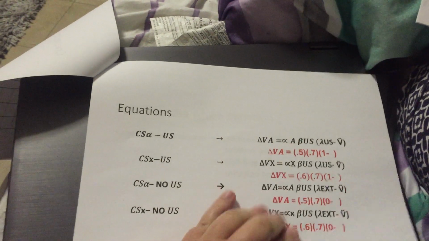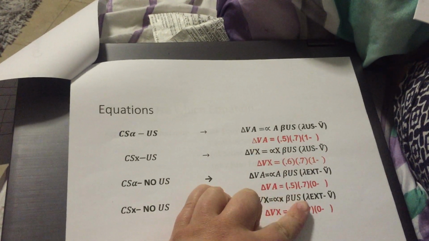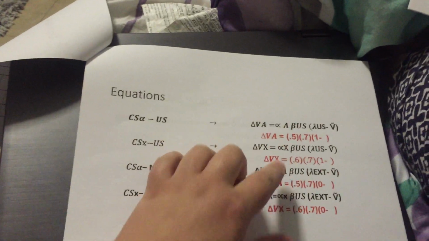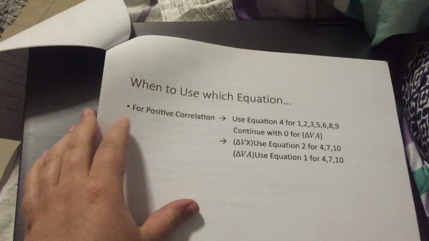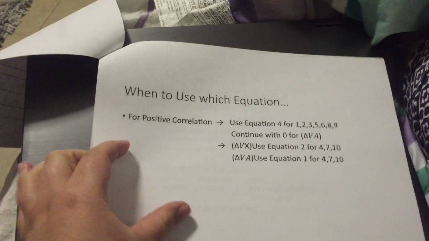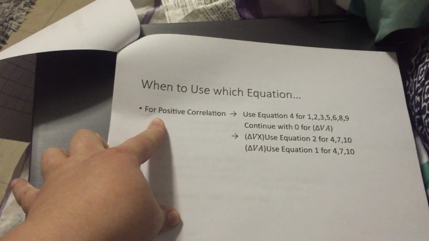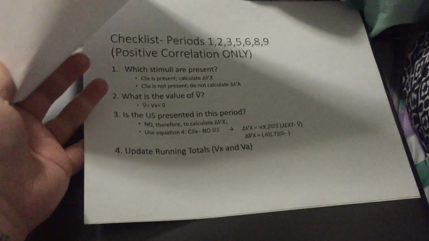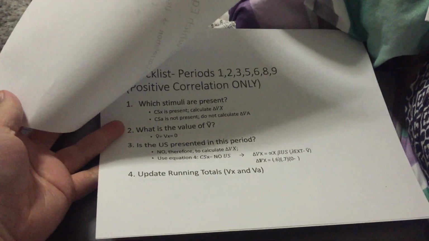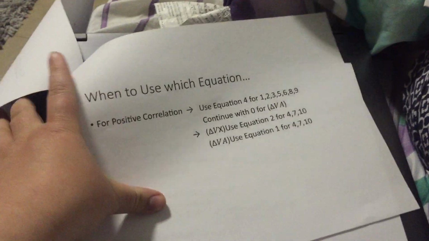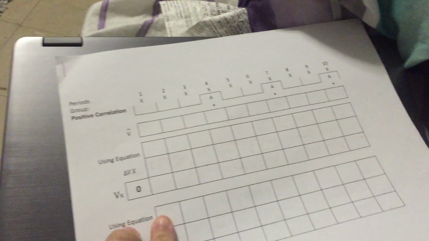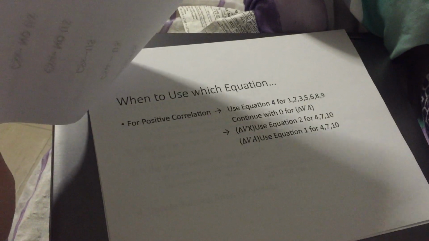In the equation section, I basically plugged in the constants for you already. So if you just follow these, you're good to go. And then the next page, I did when to use which equation. We're working on positive correlation, so I'll go back to this in 1 second. And then the last 2 pages are a checklist to make sure that you filled the boxes in correctly. So I like to start out with what we actually know. I gave it to you already.